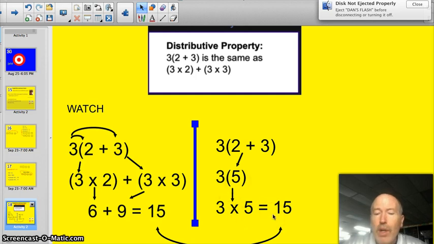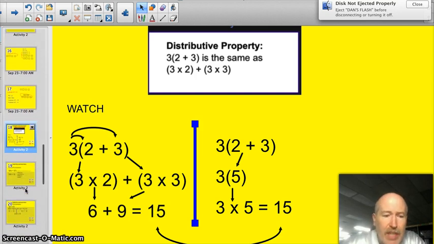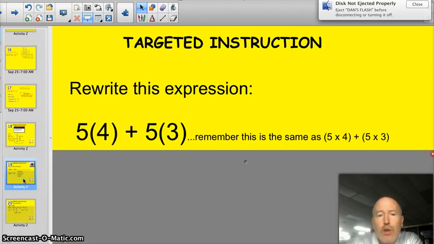Why would you ever want to do it? This is simpler, correct? Not in all situations. So that's why it's nice to have both of them to look at. Let's take a look at a couple of examples. All right, rewrite this expression. Go ahead and give it a shot and pause the video.